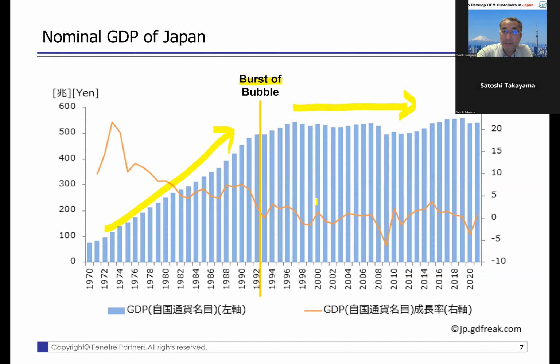And we had some bottoms. Not only Japan, but all countries had some damage caused by the financial crisis in 2008, and Japan had the big earthquake in 2011 and COVID. So it's somewhat going up and down, but in the long term, it's flat. So you should not expect a high growth rate from the Japanese economy.